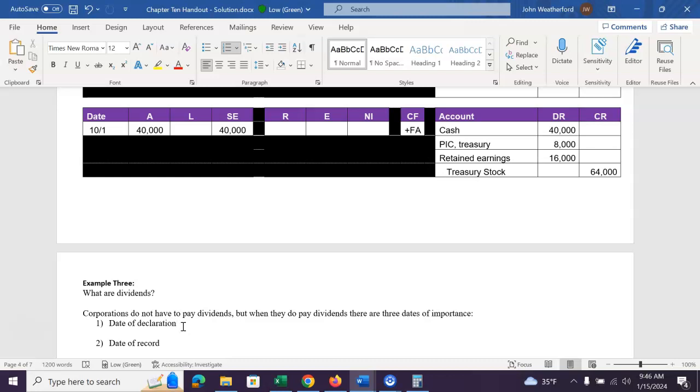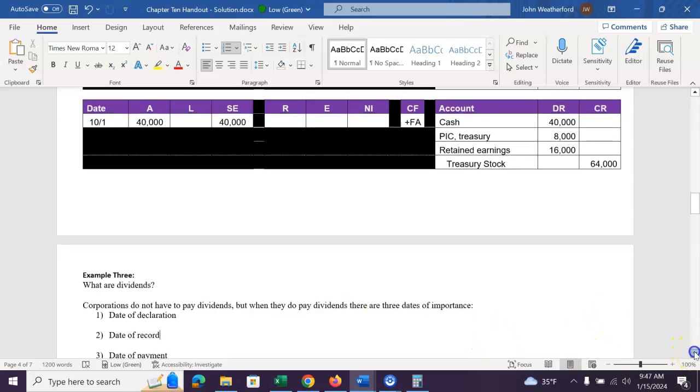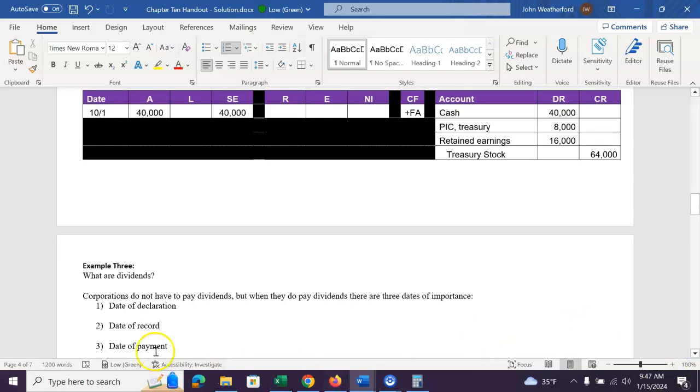And let's think about it. If the stock's publicly traded, it could increase between those two dates, especially if the declaration of the dividend was a surprise to shareholders. Since they know they're going to receive a check for every share owned, you would expect that to cause the price of the stock to increase between the date of declaration and the date of record. Then the third date is just the day the dividend is distributed to shareholders, the date of payment.